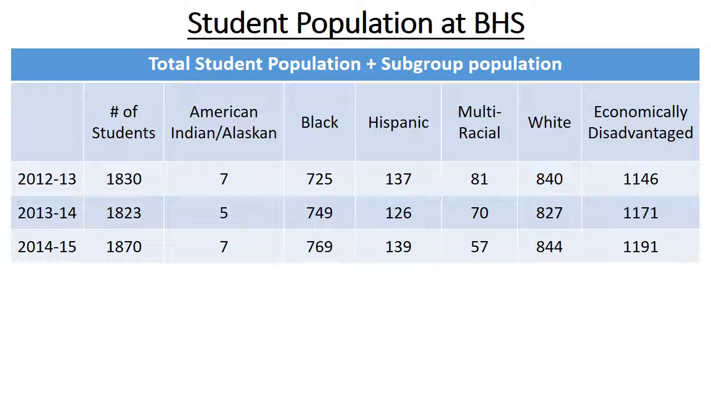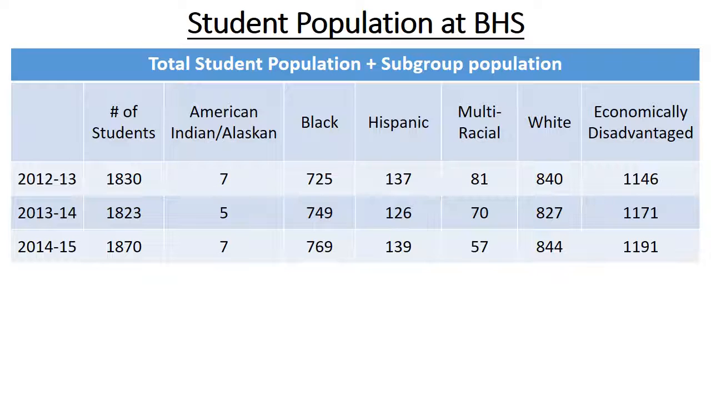As far as the American Indian and Alaskan student body, it's very, very minimal. Not even enough to really consider when we're looking at actual performance rates. One group that I want to point out is our Black population and how it has steadily increased from the 2012-2013 school year to the 2014-2015 school year. We've increased each calendar year from 725 to 749 up to now we have 769 Black students.